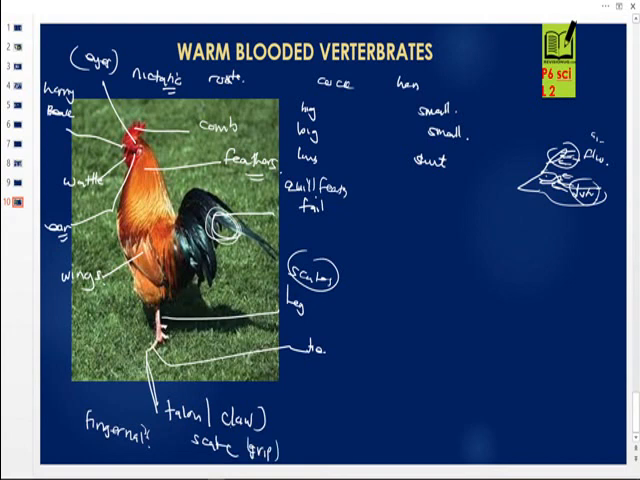And again, here we have this part, which is called the spur, and this spur is there for protection. It provides defense, and mainly on cocks this spur is big. So a cock has a big spur for a defense mechanism, whereas the hens have small spurs.